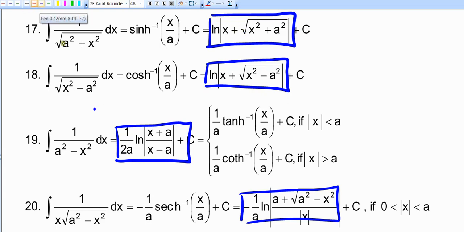The first step is to change all the a's to 1, and all the x's become u. So dx now becomes du. Where you have x, change it into u, and a becomes 1. This step continues up to formula number 21.